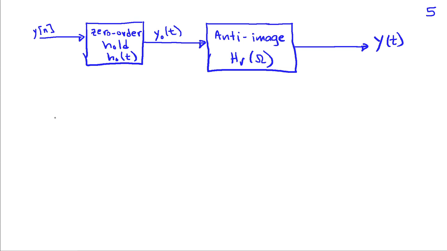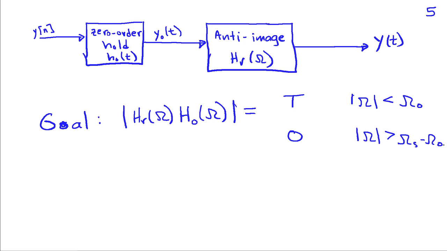Our goal, when we design our low-pass filter, is to have the product of the anti-imaging filter and the zero-order hold in the frequency domain correspond to T for frequencies within the bandwidth of the original signal, and that'll reconstruct that part of the signal between minus omega naught and omega naught. And then we need to have it be 0 for frequencies greater than omega s minus omega naught, and that'll get rid of the replicates that show up at multiples of omega s at the output of the zero-order hold. And in between here, we really don't care what happens.